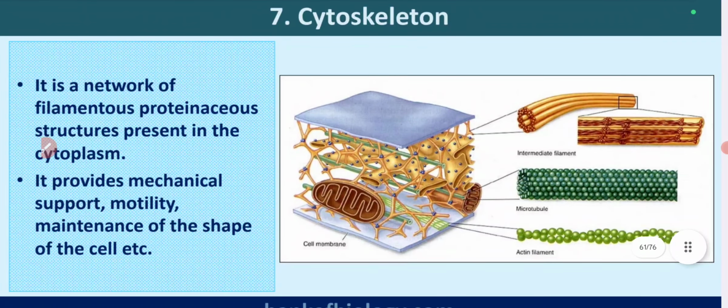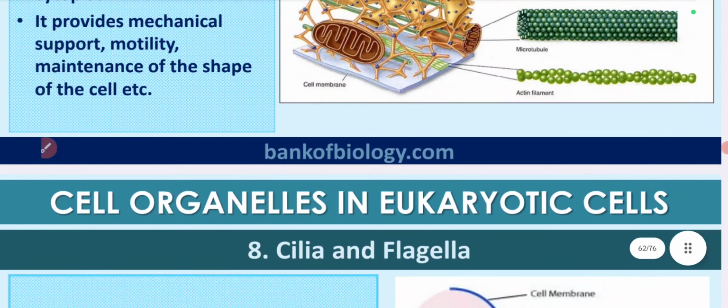Next is cytoskeleton. It is a network of filamentous proteinaceous structures present in the cytoplasm. It provides mechanical support, motility, maintenance of the shape of the cell. Here you can see the cell membrane and inside the organelles as well as the cytoskeleton, how it is present in a proper way, in a skeletal way, as you can see. Intermediate filament, microtubules, actin filaments.